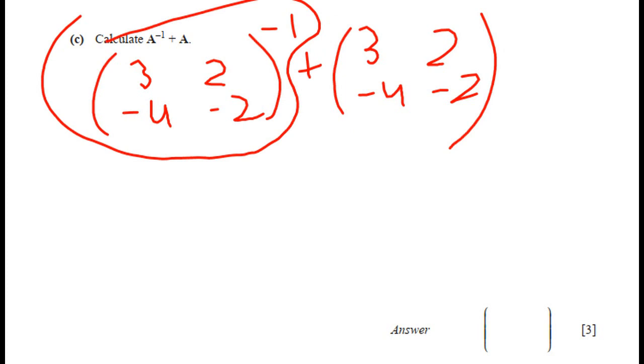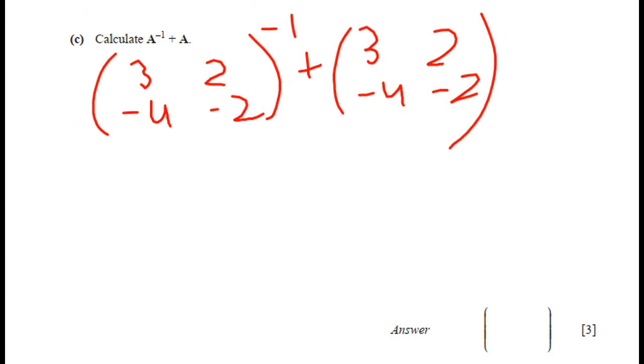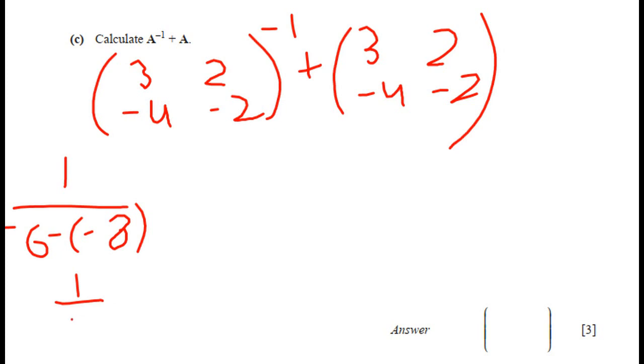How do we find inverse of a matrix? For that we write 1 over determinant first. To find determinant, you multiply this with this. So we get minus 6, then you write a negative sign, and then you multiply this with this, which gives us minus 8. So determinant is 1 over minus 6 plus 8 makes 2. So this is the determinant.